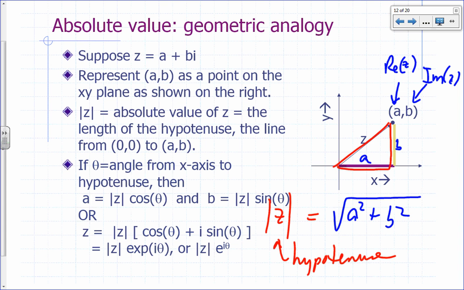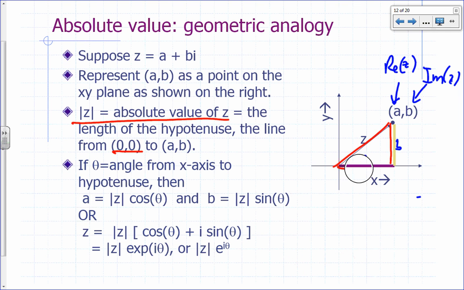Right? It's the distance from the point on the complex plane that represents that number to the origin. Okay, so absolute value of z is just the length of the hypotenuse, the line segment from 0, 0 to point a, b. Now, that suggests then that there's another way of representing a complex number. Okay, instead of using a and b, the real and imaginary components, you can define an angle theta from the real axis to this line that connects the origin to your point. So let's call that theta. Okay. Then what is a?